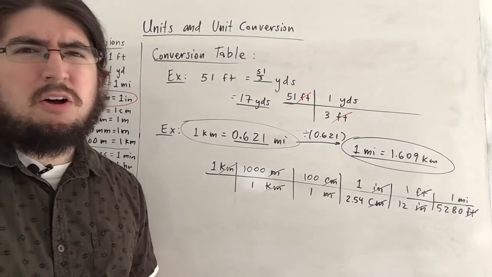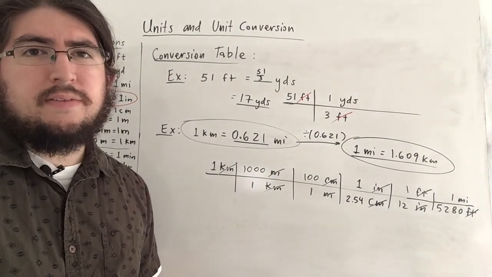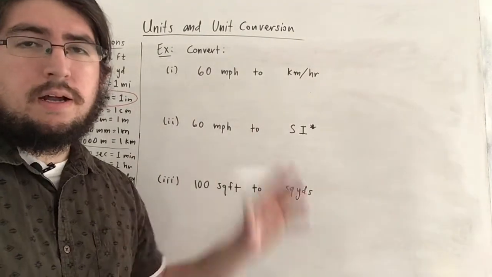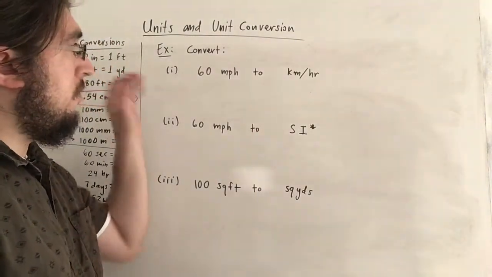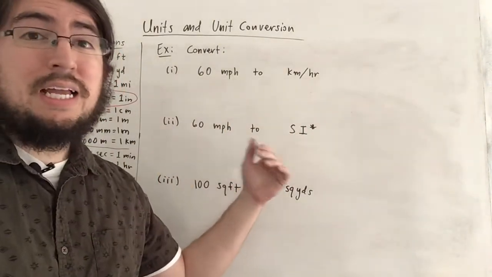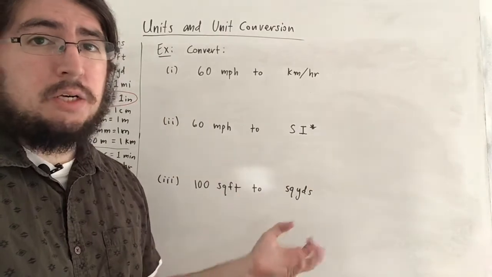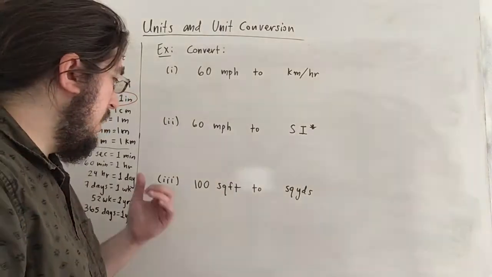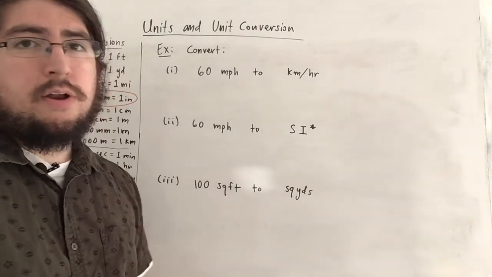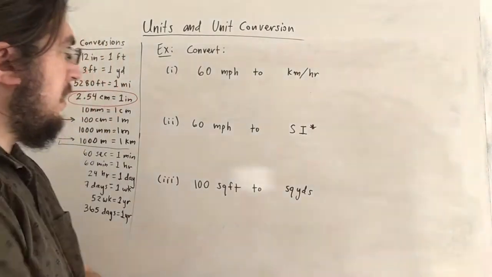All right, so now we're going to do something involving time. And then I also want to do one involving area to finish out the video. Hopefully we have enough space to handle all these in one board here. I want to convert 60 miles per hour to kilometers per hour. Then I want to convert it to what's called SI, which is standard international units, which I'll talk about shortly. And then 100 square feet, this is the area problem I was talking about, into square yards. So let's see if we can handle doing this.